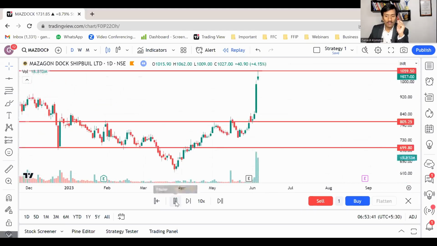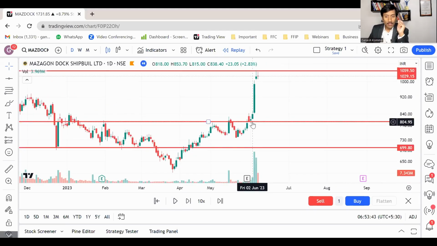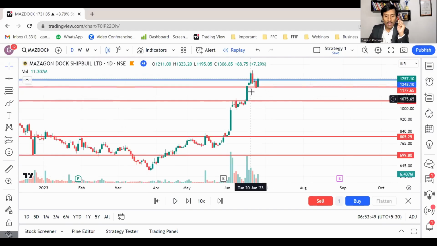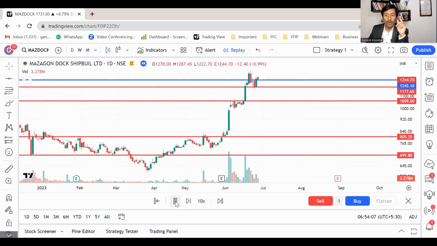It was not able to cross. And here in June, it was able to cross with a very, very good volume. Again, here, this is another resistance. On 6th June, it tried to cross 1059, but it was not successful. It was successful on 16th June. So on 16th June, it was able to cross its resistance with a very good volume. That is an indication for you to add more.